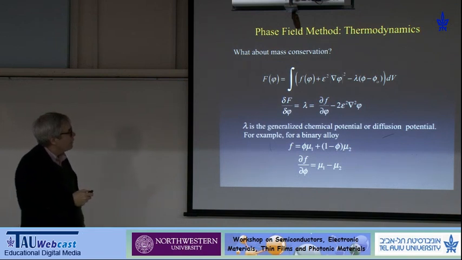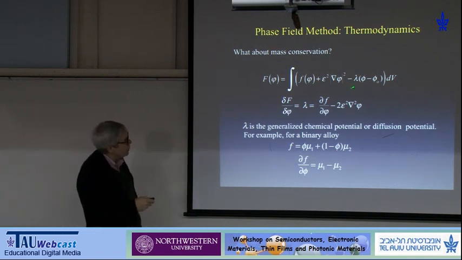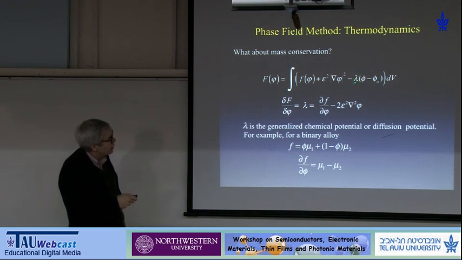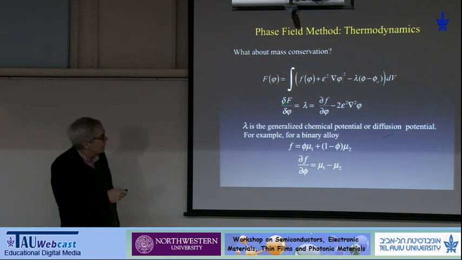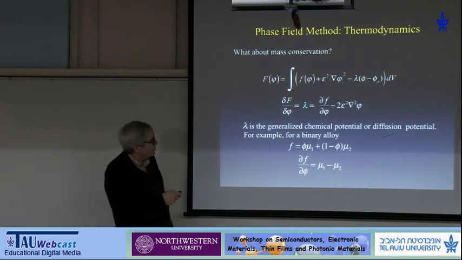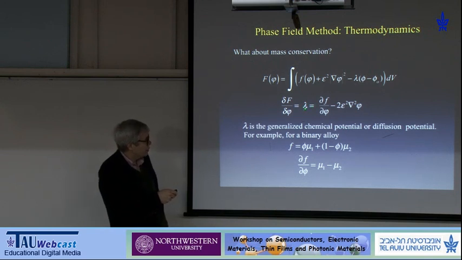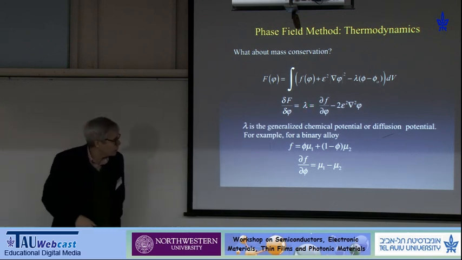If you have a system with a conserved order parameter, you have to put in conservation, and you do that with the Lagrange multiplier. Repeat the process, and now you get the result that the functional derivative dF/dphi is equal to lambda, which is sometimes called the generalized chemical potential, is equal to the stuff on the right-hand side.